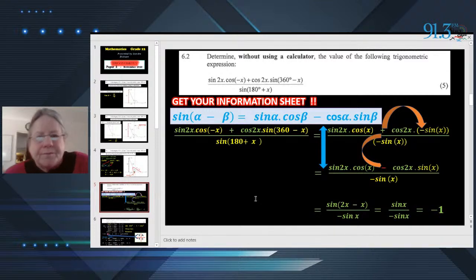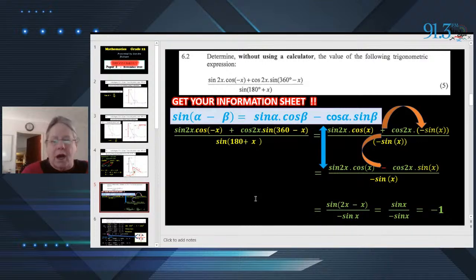So let's have a look. That's sin 2x cos negative x plus cos 2x. I call it, it looks like a little bit of a mess. However, you should recognize the sin cos sin. So that should give you a hint that we are going to use compound angles, maybe, all right? We just file that in the back of our mind.